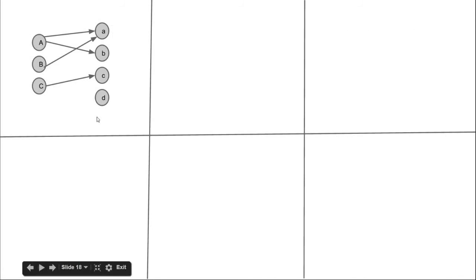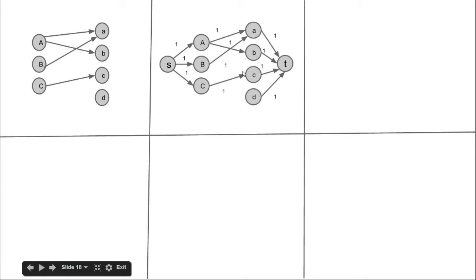This graph is a bipartite graph. We need to find the maximum matching in this graph. So first we need to add the source and sink vertices. We add the source and sink vertices. From the source we add directed edges to all vertices in the left set. The left set has all caps as vertex labels. And then similarly from the right set we add edges towards the sink. We give all of them a capacity of 1.